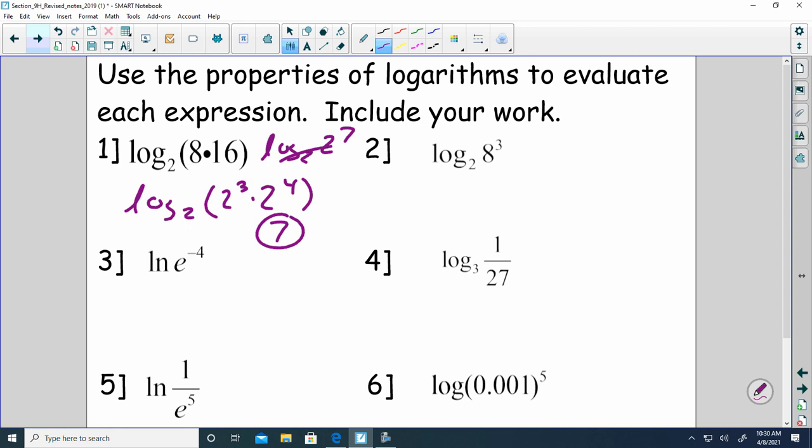Number 2, I have log base 2 of an 8, and 8 happens to be raised to the third power. Well, let's not worry about 8 to the third right now. Let's change 8 to base 2. 8 is the same thing as 2 to the third. So this becomes log base 2 of 2 to the third, all to the third. Power to power, I multiply the exponents, so I get 2 to the 9th. Those cancel. Winds up with just 9 for an answer.